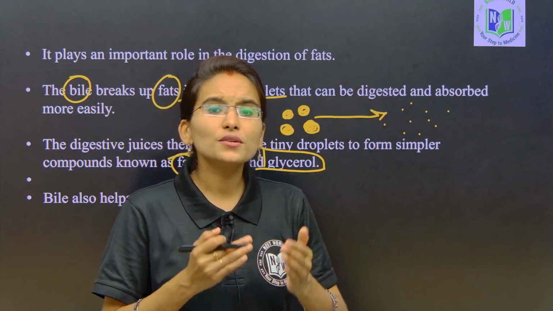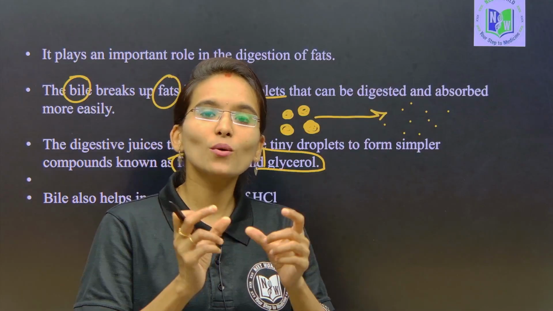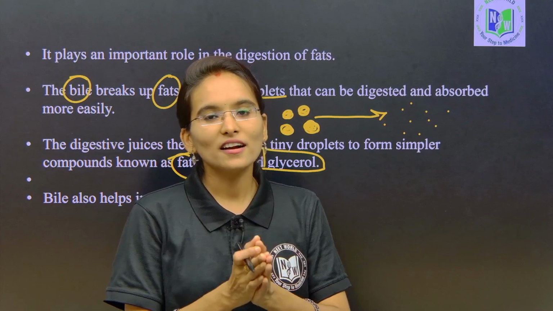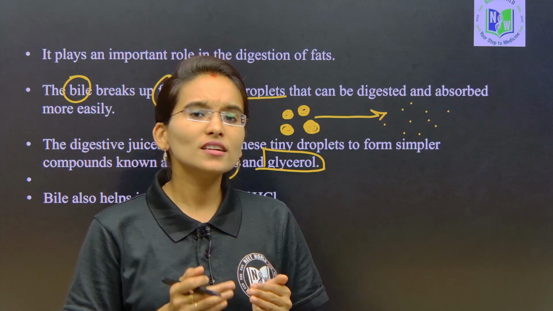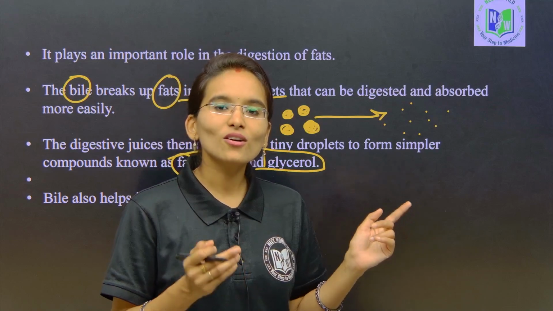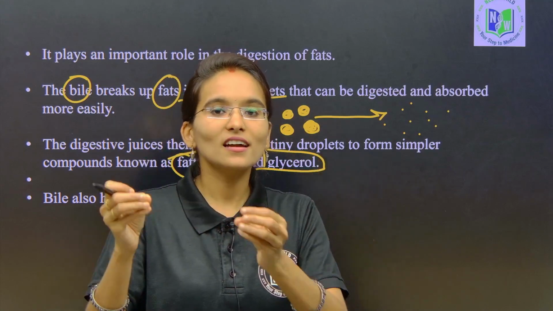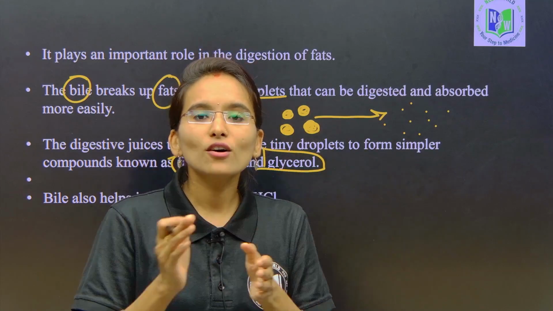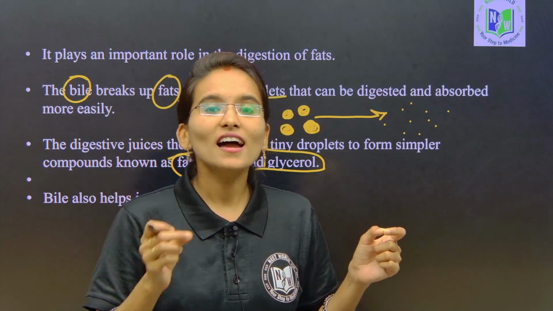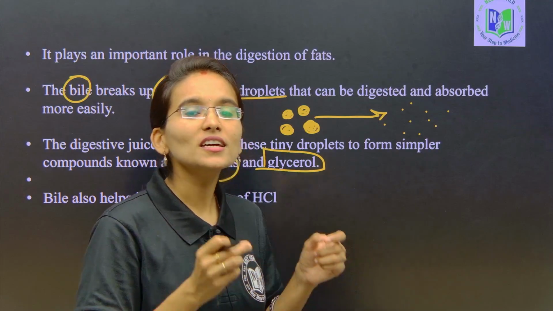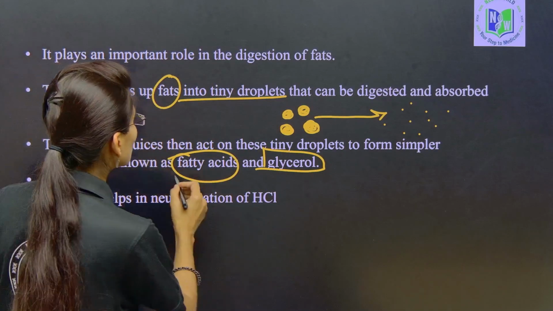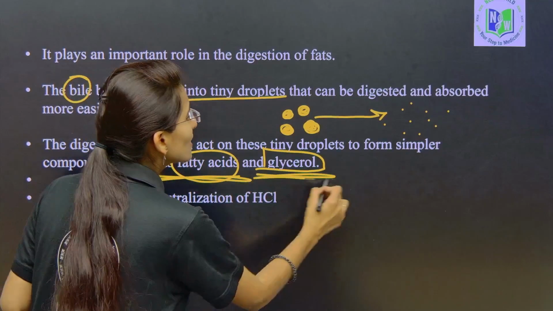The liver secretes the bile juice, which is stored in the elongated sac-like structure called the gallbladder. Now, what is the major role of the bile? The bile is involved in the breakdown of the fats, and the fats are converted into simpler forms. What are those simpler forms? The fats are converted into fatty acids and glycerol.